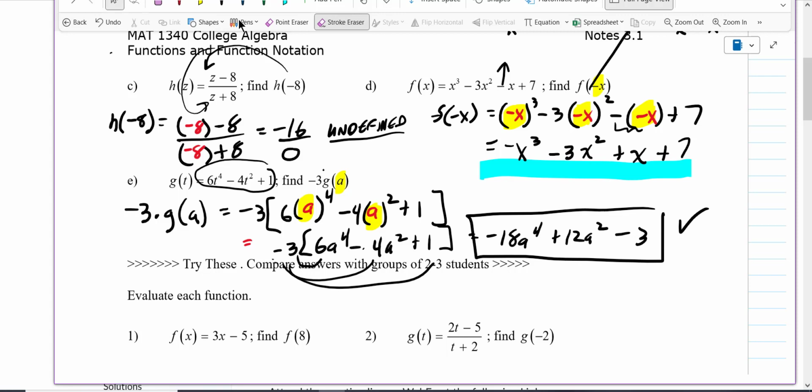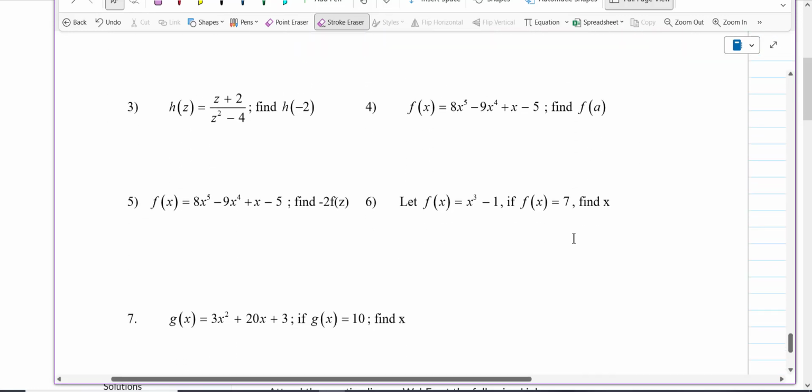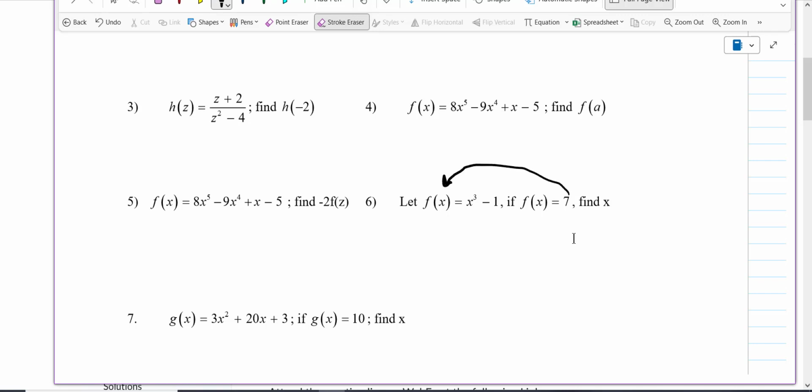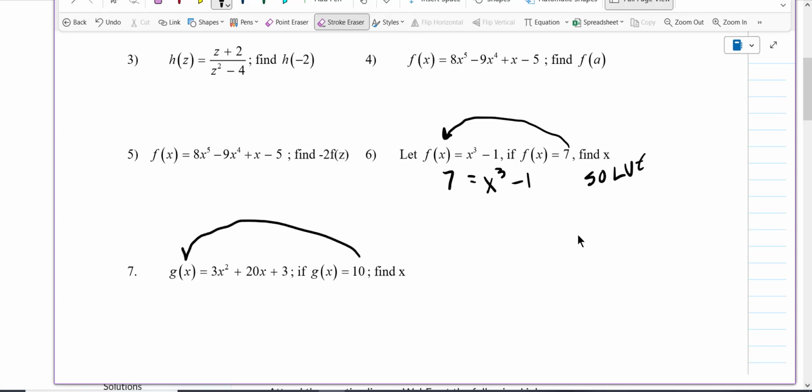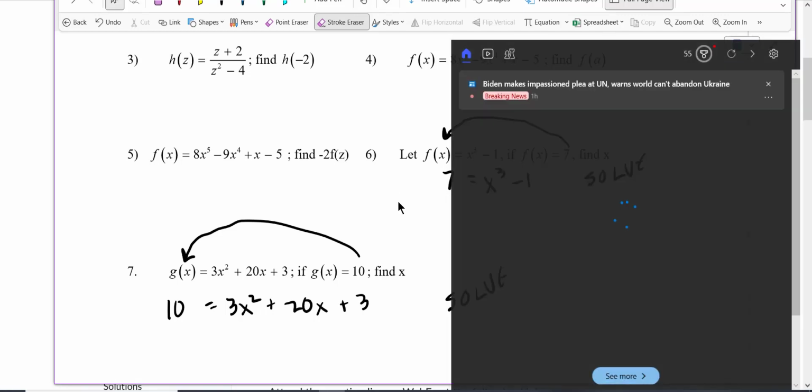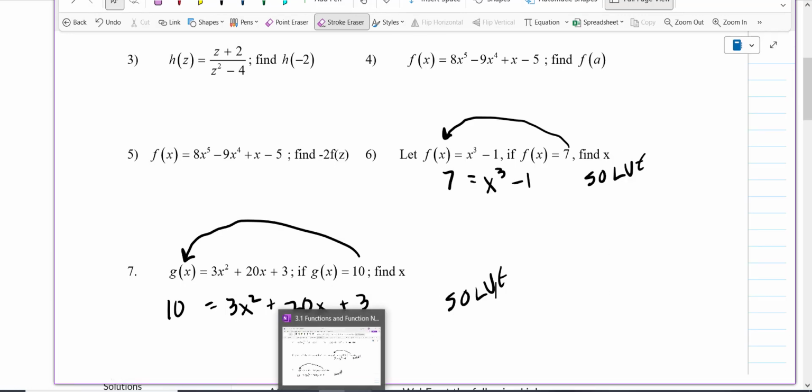Okay. I do want to just kind of lead you to something on the last two and get you started. So when you're doing number 6, the 7 plugs in there. So you're going to have 7 equals x to the third minus 1. Then you're going to solve that equation. Now that is an equation that we've learned how to solve. Number 7, you're going to do the same thing. You're going to replace g of x with 10. Then you're going to solve that equation, which is quadratic. So we've learned how to solve a quadratic equation. Okay, so I want to just kind of see what you all get on those. I'll give you a little bit more time to work through these things, a couple more minutes.